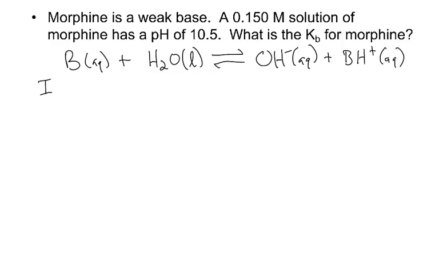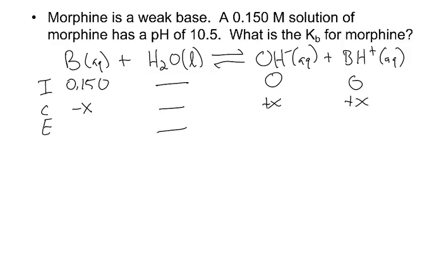Alright, so when I build my ICE table, they gave me the initial concentration of the base. We don't worry about the liquid water. The hydroxide and the conjugate acid will both start at 0. So the change will be minus X, plus X, and plus X. So at equilibrium, I'll have 0.15 minus X, X, and X. So if I had some way to find X, I would know all of my equilibrium concentrations, and I'd be able to plug it into the Kb expression, and I'd be done.